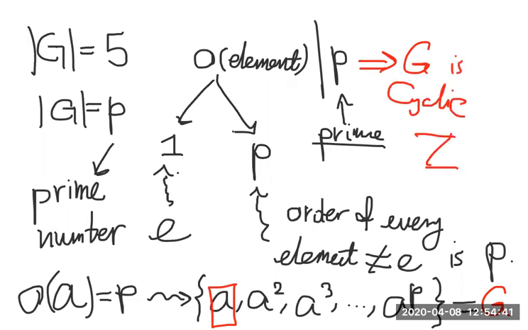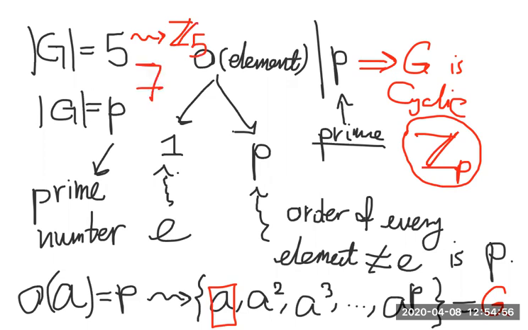And this is actually ZP. So if the order is prime, there's just one group, it's ZP. So for example, when the order of G is 5, there is only Z5. One of them is the identity E and the rest of them have order P. And the last one is the identity element, because I'm assuming the order of A is P. So A to the P is identity.